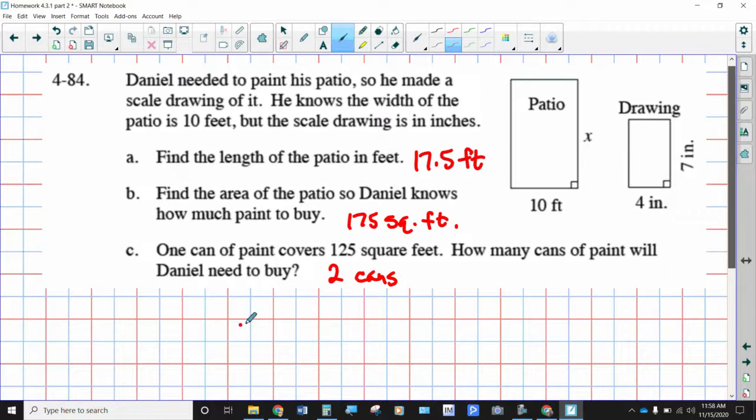Now, one can of paint covers 125 square feet. So that means that 2 of them would cover 250 square feet, right? And 4 of them would cover 500 square feet. Well, we only need enough to cover 175 square feet. So 1 can won't do it, but 2 cans will. So we'll buy 2 cans and then we'll have some leftover spray paint in the can.